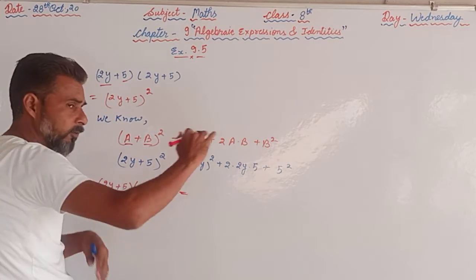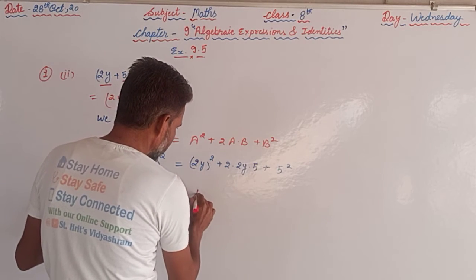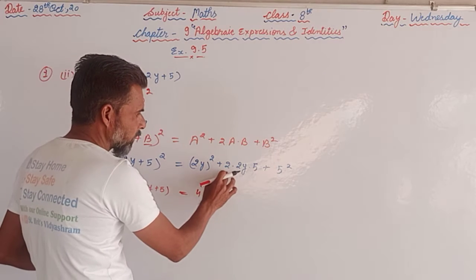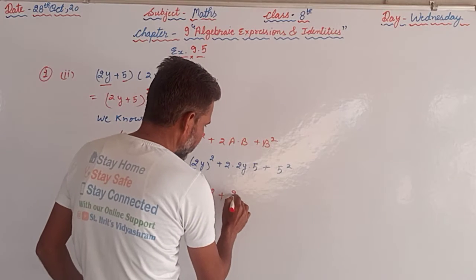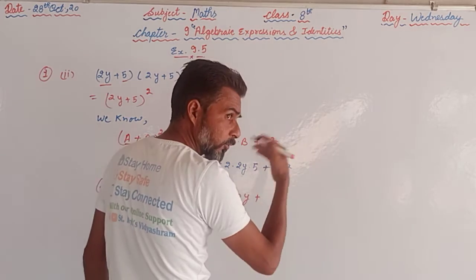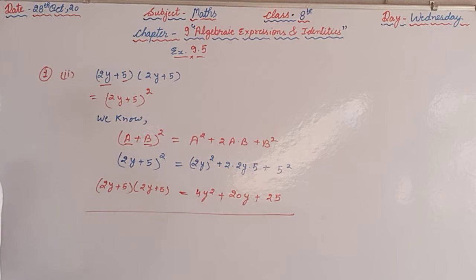Now we are supposed to solve on the right hand side. 2y whole square means 4y square, plus 2 into 2 into 5, that is 2 twos are 4, 4 fives are 20, so 20y, plus 5 square means 5 into 5, that is 25. So that will be the answer of this question. So this identity we are supposed to use like this.